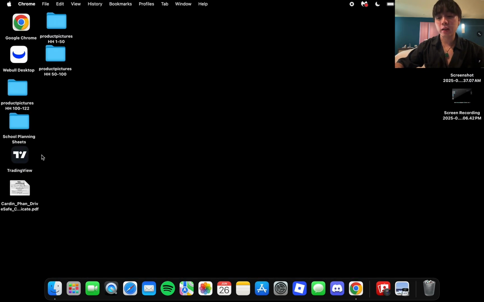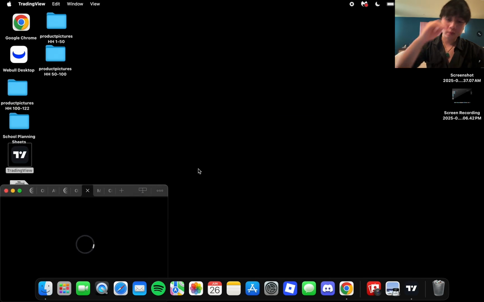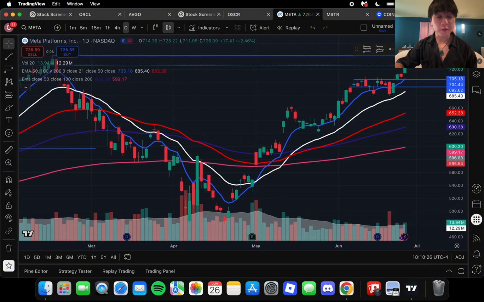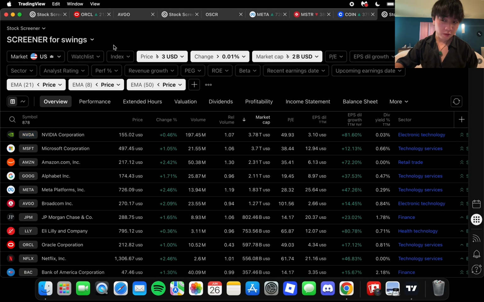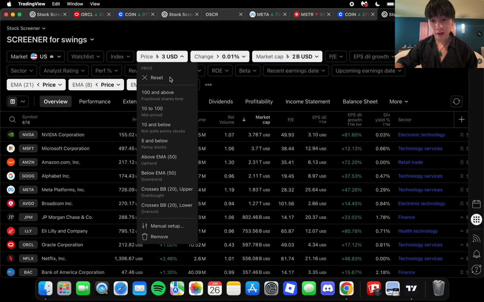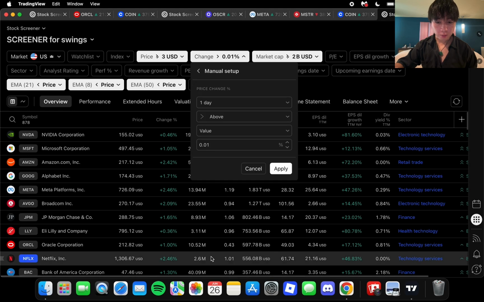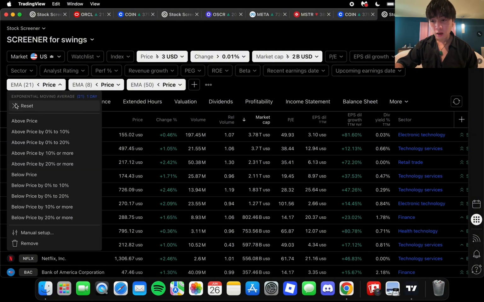All right, but with that being said, the second scanner, or screener, I use is on TradingView. TradingView has its own screener, and surprisingly, it's probably better than Finviz. I'm not gonna lie. To get to the screener on TradingView, you click plus, and then click screeners. You click stocks, and I have my stock screener already saved, but my settings are price above or equal to a value, and change 0.01% above on the day, and market cap 2 billion and over, and then EMA 21 below price, EMA 8 below price, EMA 50 below price, and yeah.